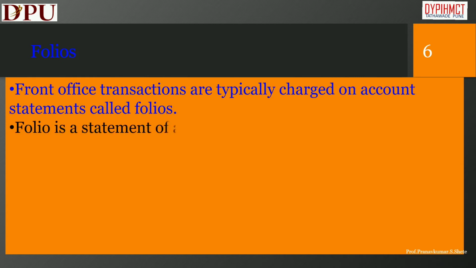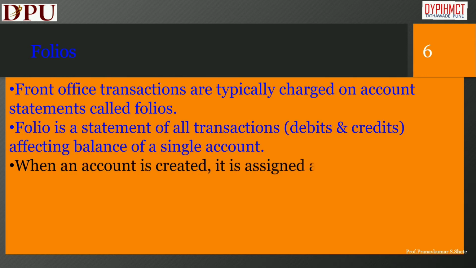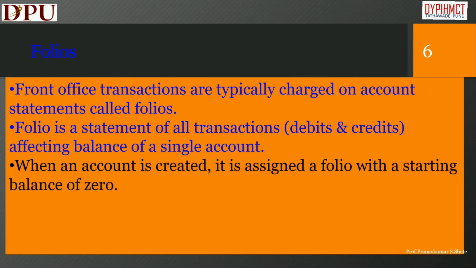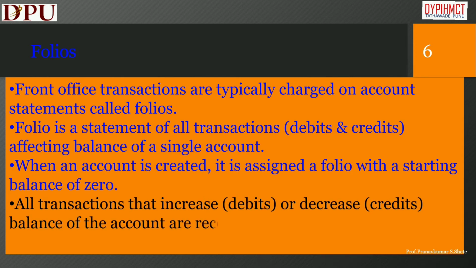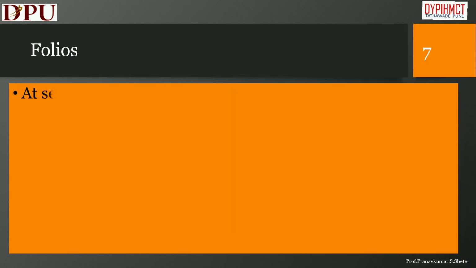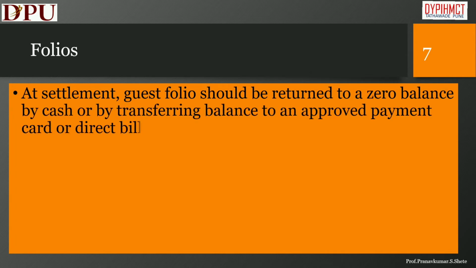Folios. Front office transactions are typically charged on account statements called folios. A folio is a statement of all transactions, debits and credits, affecting the balance of a single account. When an account is created, it is assigned a folio with a starting balance of 0. All transactions that increase (debits) or decrease (credits) the balance of the account are recorded on the folio. At settlement, the guest folio should be returned to a 0 balance by cash or by transferring the balance to an approved payment card or direct billing account.